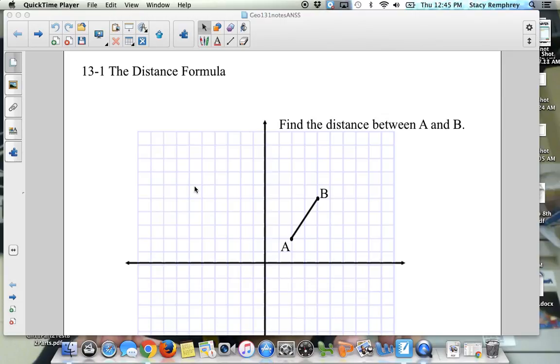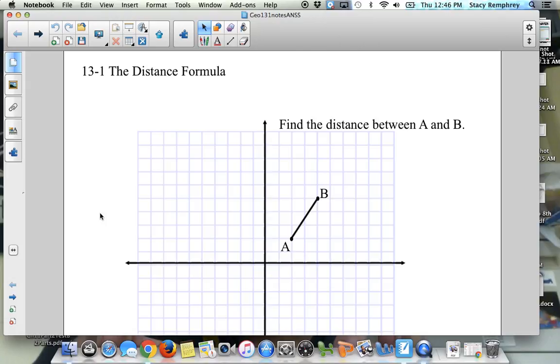Okay, this is 13.1. We're going to talk about a couple different formulas and things. The first thing I'd like you to do is you can see I have a coordinate plane here and I identified point A and B. What I'd like you to do is push pause and use your own thoughts on how to find the distance between A and B. Okay, this is kind of like what we did in class. I'm trying to get you through the exploration of it, but how would you find the distance between A and B? So push pause now and try to figure that out.